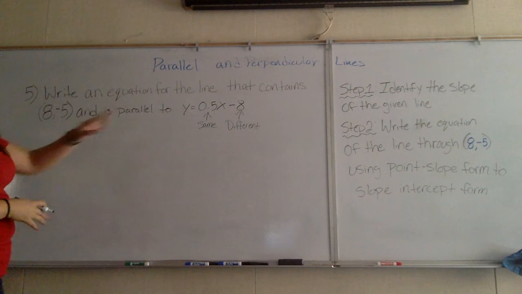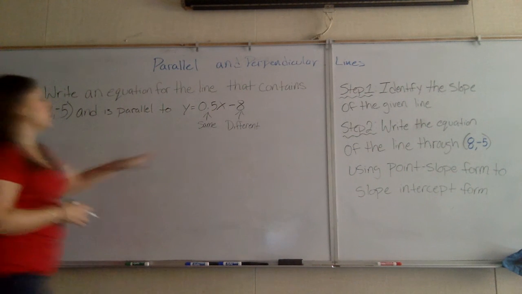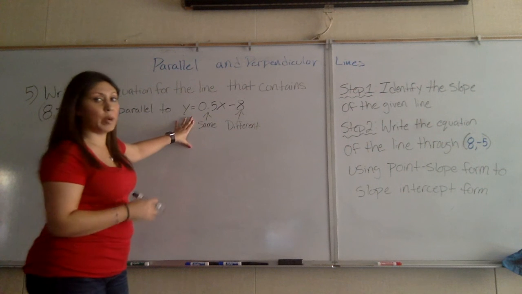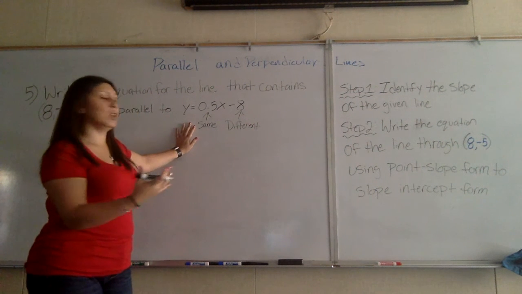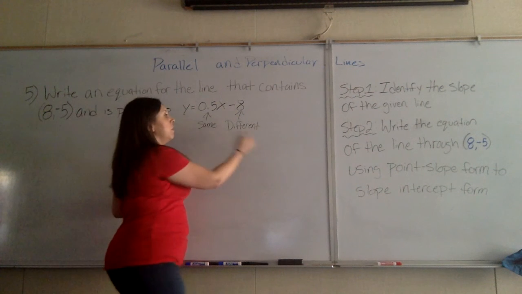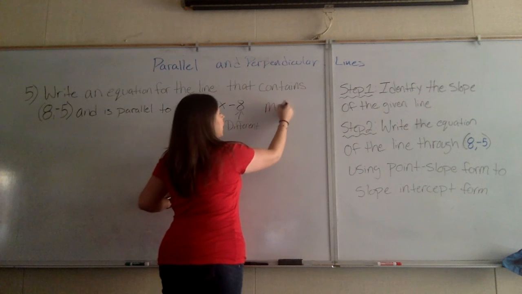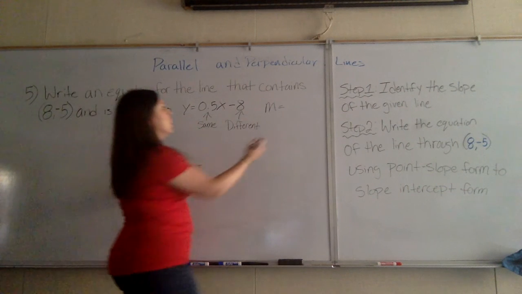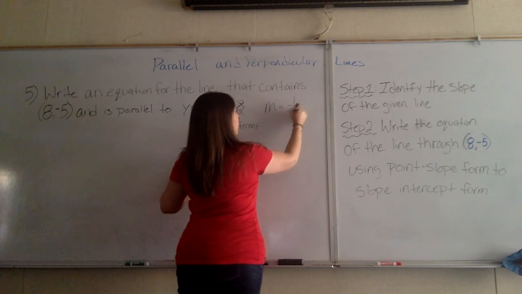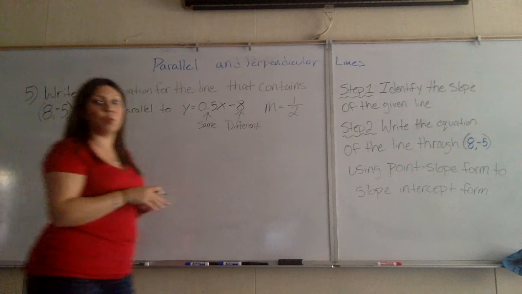So the first thing is to identify the slope. My slope is going to be 0.5. However, I don't like the idea of dealing with decimals, so 0.5 can easily be written as a fraction. 0.5 is like a half, so I'm going to write my slope as 1/2.